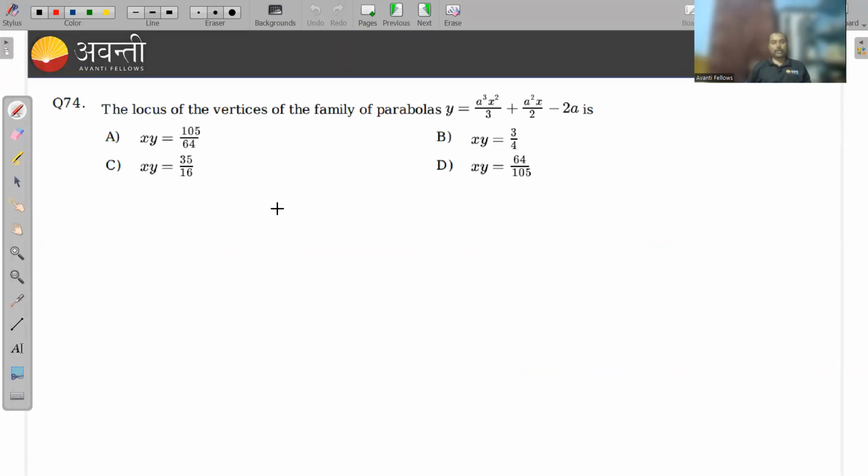The locus of the vertices of the family of parabolas y is equal to a cube x square divided by 3 plus a square x divided by 2 minus 2a. This is the family of parabolas given, and it is asking what is the locus of the vertices of the family of parabolas. So first we need to find the vertices. Okay, how can we find the vertices?